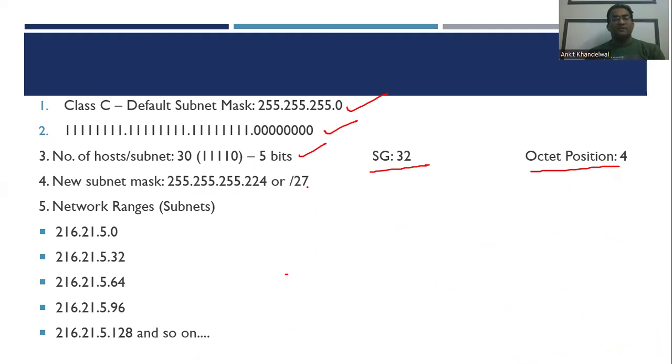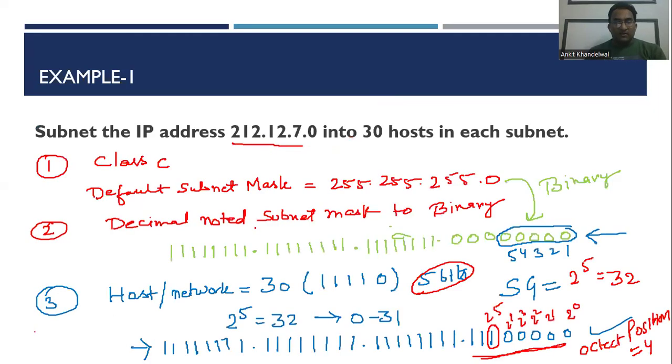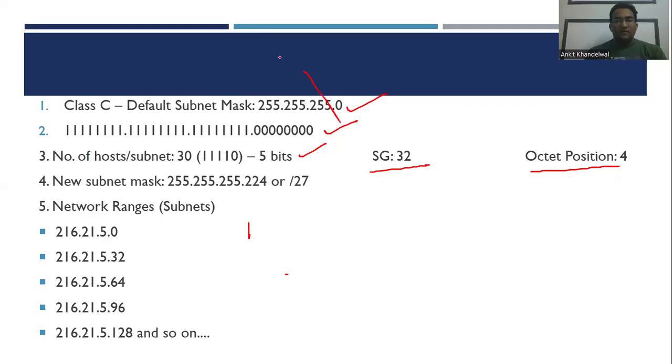So the new subnet mask becomes 255.255.255.224 or /27. Why? Because the subnet mask which comes out is this one. This is the new subnet mask. So how are we going to write it? We are going to write it in this way. This is 1, 2, 8.